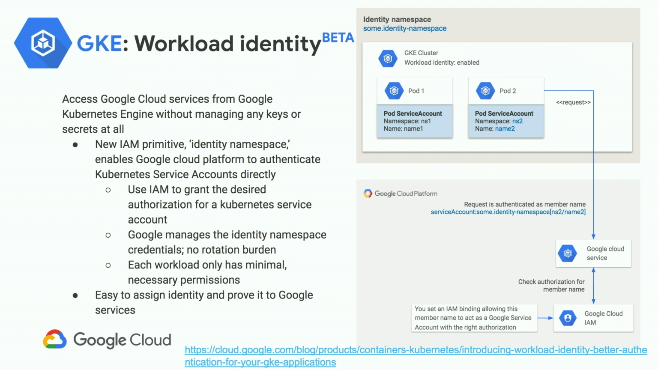With workload identity, we built a completely new IAM primitive called identity namespaces. What it does is it takes your Kubernetes service account identity and binds it with a Google Cloud service account identity. Once that happens, workloads only have minimal and required permissions, and Google takes care of managing all the credentials and identity stuff on our side.